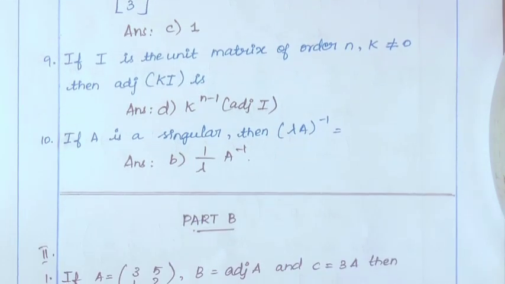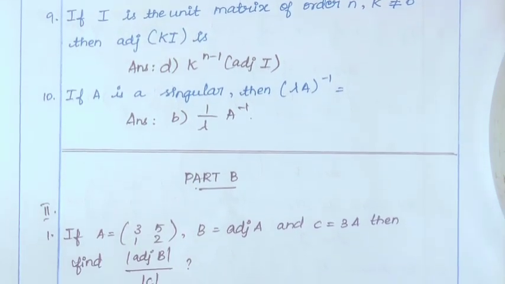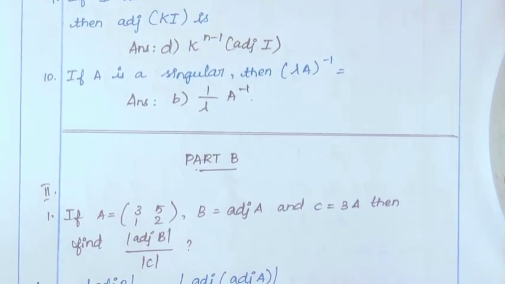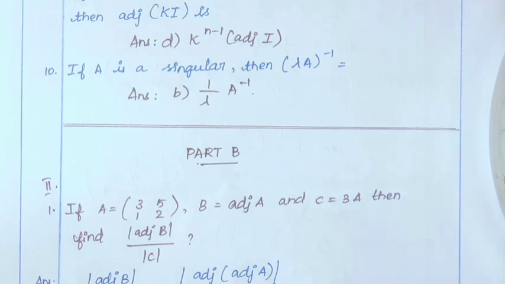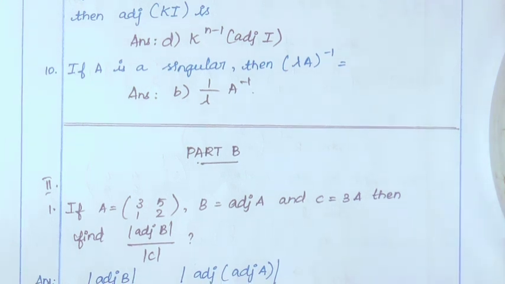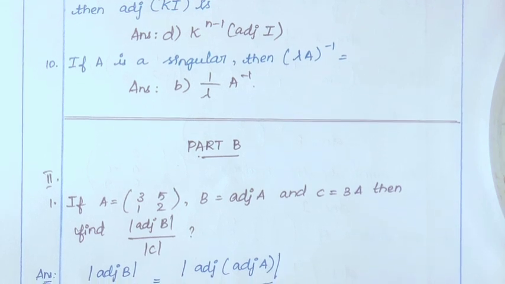Next, part B, second subdivision, first one. If A = [3 5; 1 2], B = adjoint A and C = 3A, then find |adjoint B| / |C|.